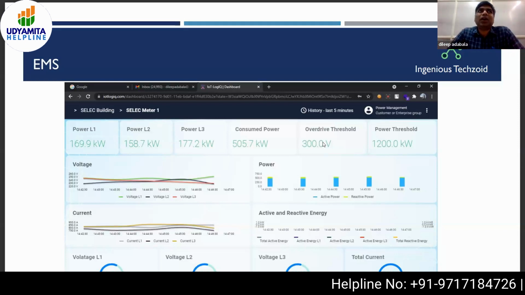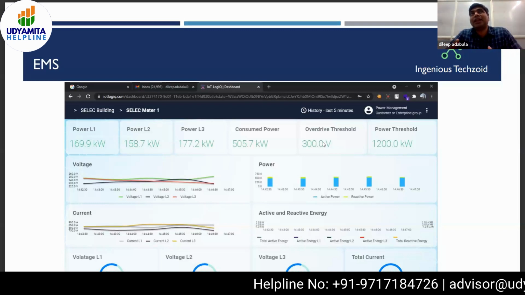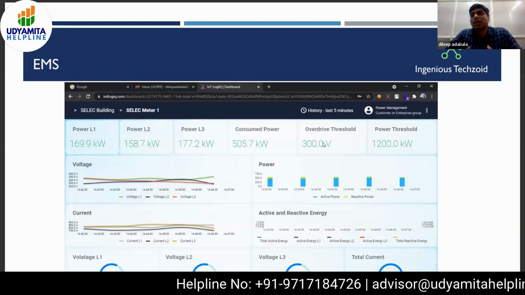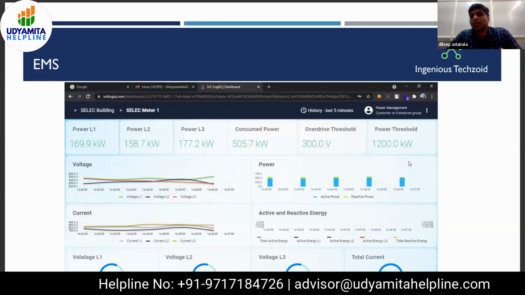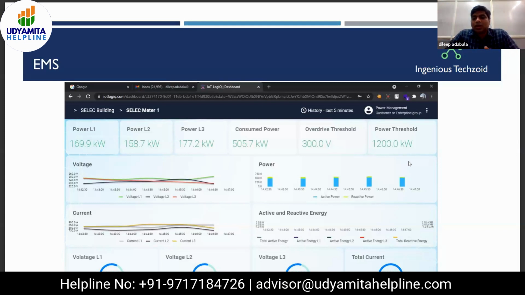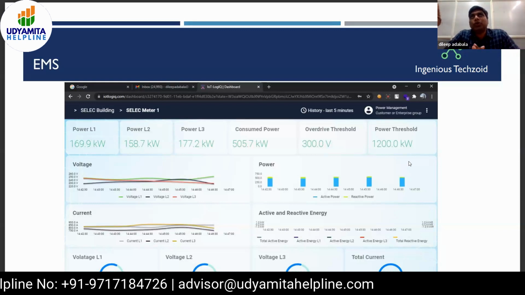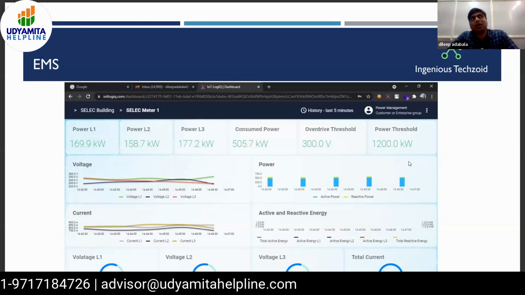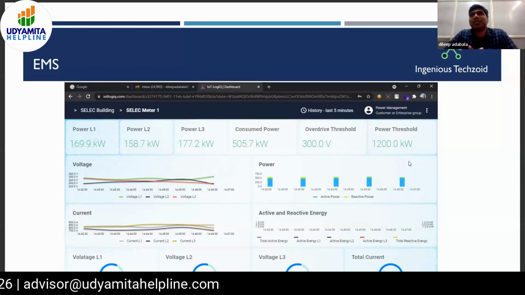But the problem is, a lot of times in industries, it's not about 5,000 or 10,000. It is about lakhs and crores. So here, even if you save 5% of the energy, you can get the ROI in just 6 months to 1 year.